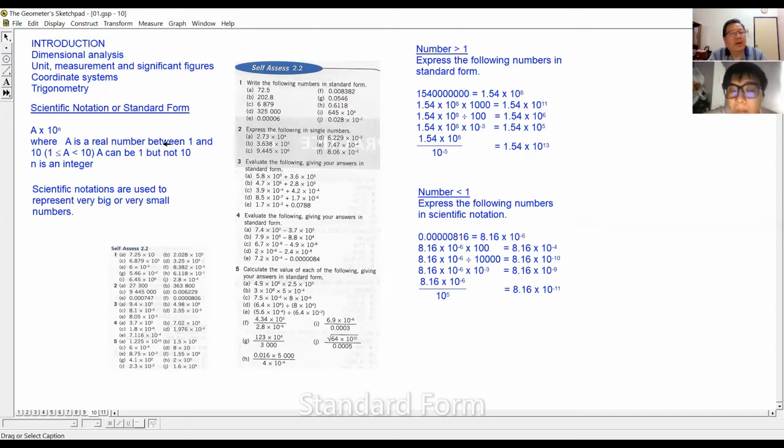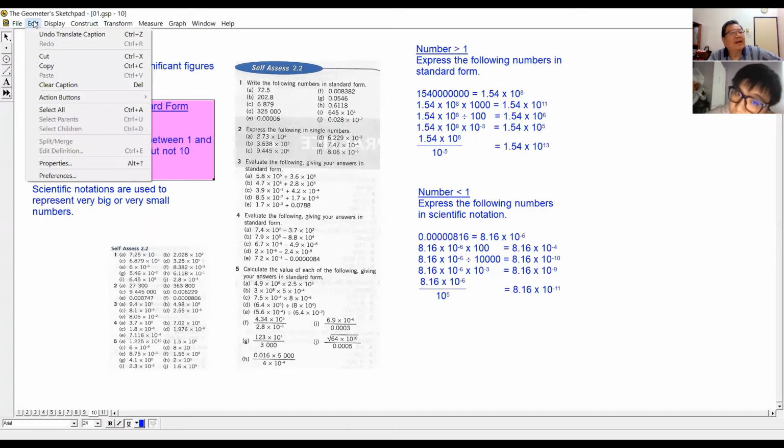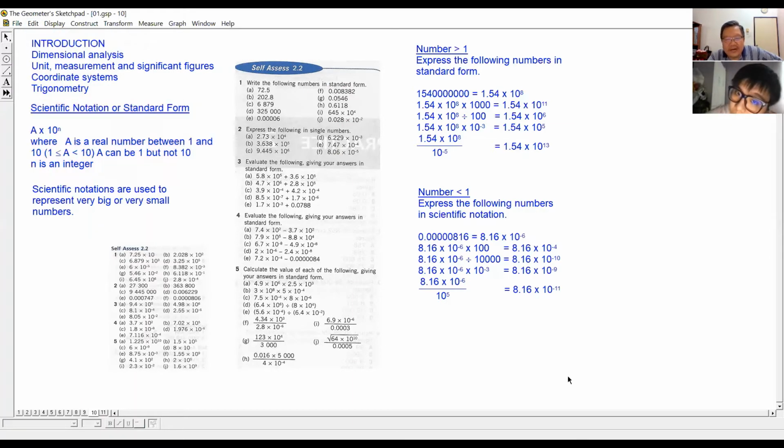Scientific notation, or over here we call it the standard form. Scientific notation or standard form is written like this: a number in front, followed by 10 to the power of another number.